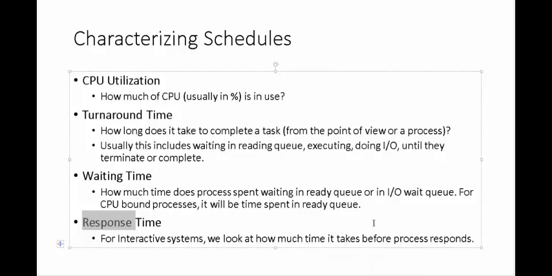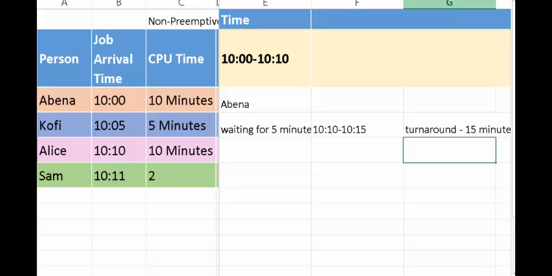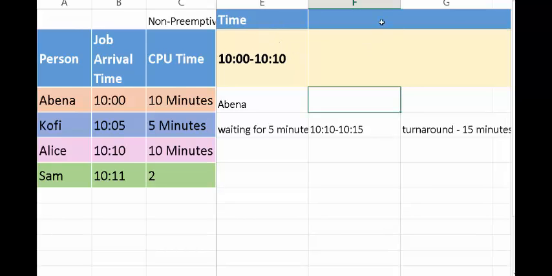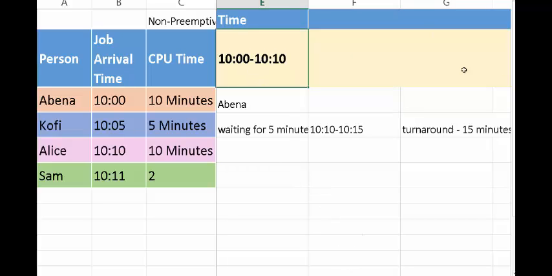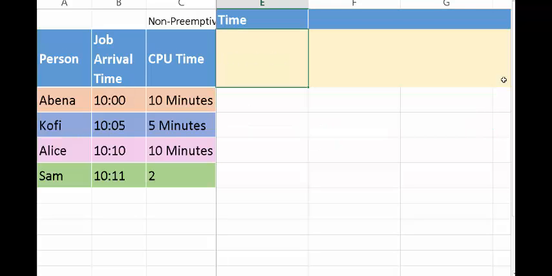The next is utilization. As far as utilization for this, we are using the place 100% of the time. Right, so utilization is 100%. But what if, for example, Abna was the first person to come in at 10. She didn't really start working at 10, but decided, I'm around, so I'm going to start at 10:02. That means she's going to work till 10:12, right?